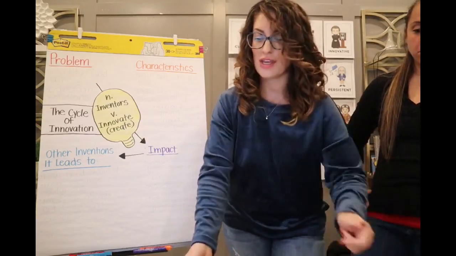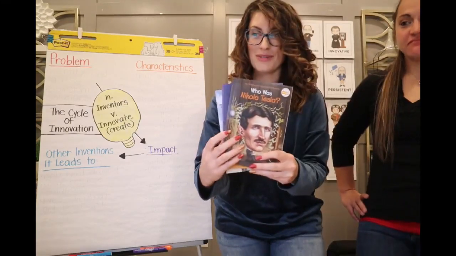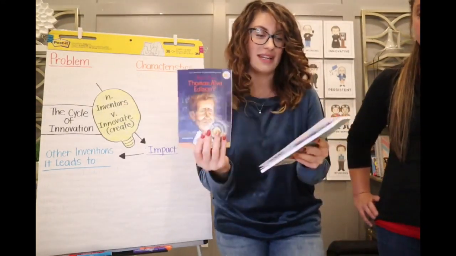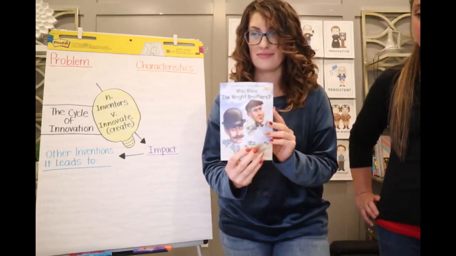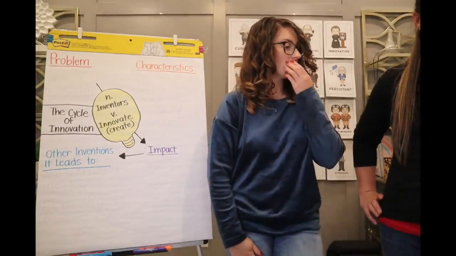And then, of course, the Who Was books. These are awesome for older readers. Who Was Nikola Tesla, Thomas Edison, and the Wright Brothers. All right. Okay, so anchor chart time?